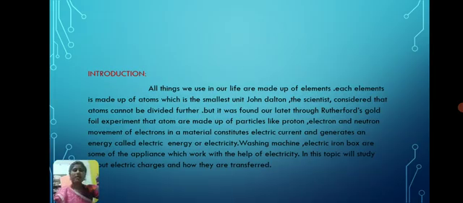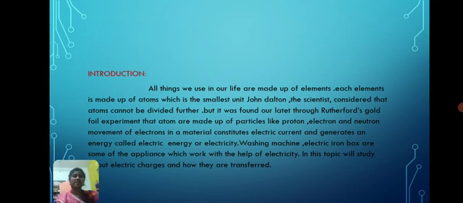Introductions. All things we use in our life are made up of elements. Each element is made up of atoms, which is the smallest unit. John Dalton, the scientist, considered that atoms cannot be divided further. But it was found by Rutherford's gold foil experiment that atoms are made up of particles like protons, electrons and neutrons. Movement of electrons in a material constitutes electric current and generates an energy called electric energy or electricity.